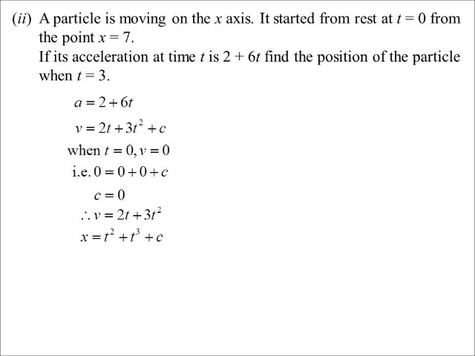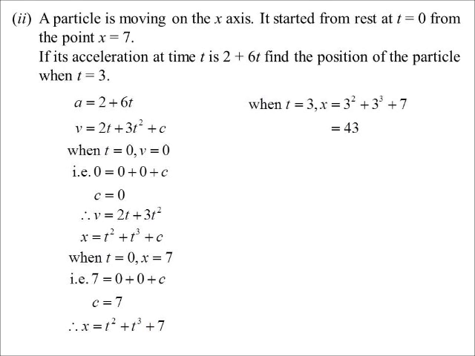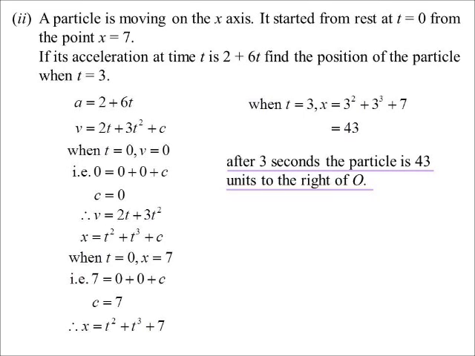Okay. Integrate again. Now we're going to find another constant, something that links displacement and time. Time equals 0, displacement is 7. Sub that in, our constant in this case is 7. There's our displacement formula. So now I can go and find x when t equals 3. T equals 3, sub it in. We're over at 43. So there we go. After 3 seconds, you could say I'm at x equals 43. I've written it as 43 units to the right of the origin, however you want to describe its position.